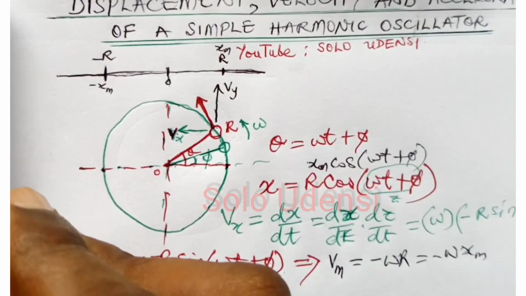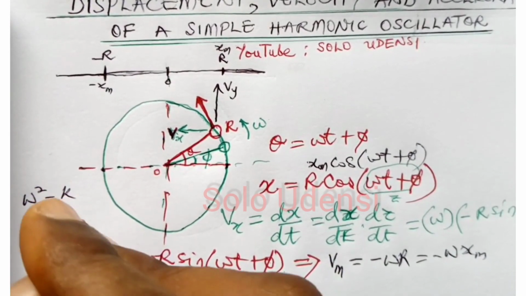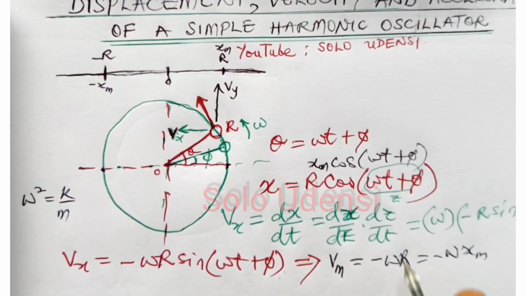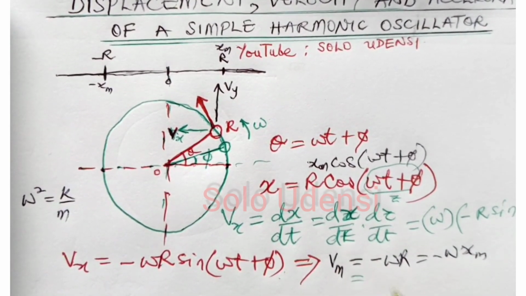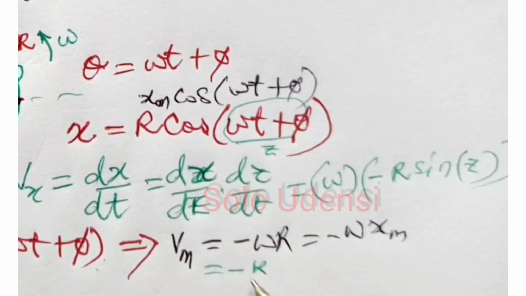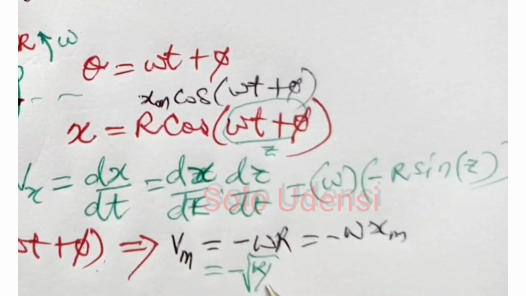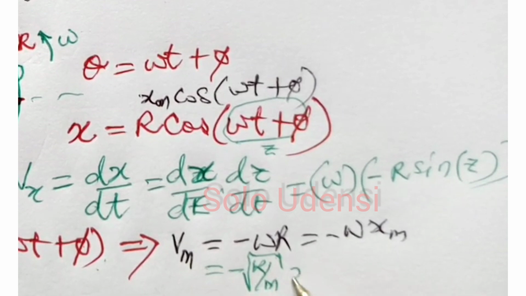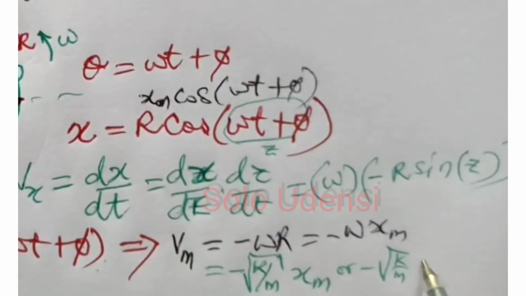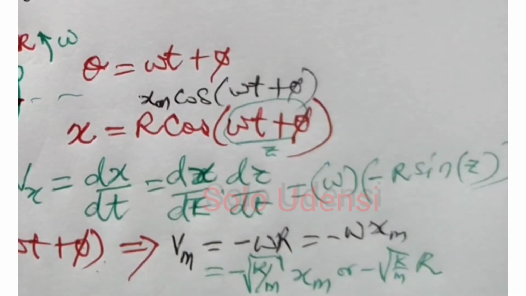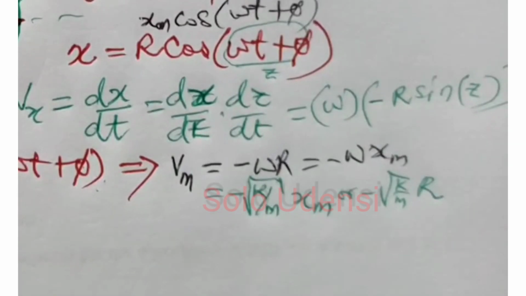Remember, we have seen before that omega squared is equal to k over m. So if we put it here, that means that we'll get V maximum to be minus square root of k over m times xm, or minus square root of k over m times r. So that is what we will get for the V maximum. So that is that for the first one.